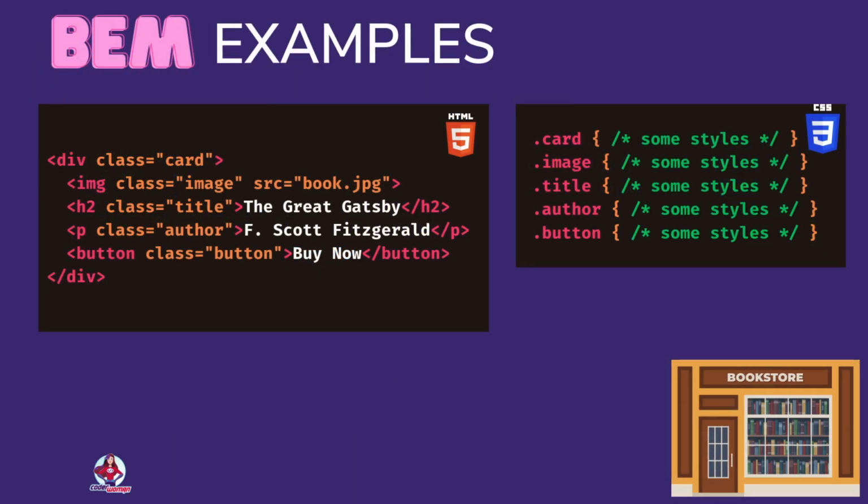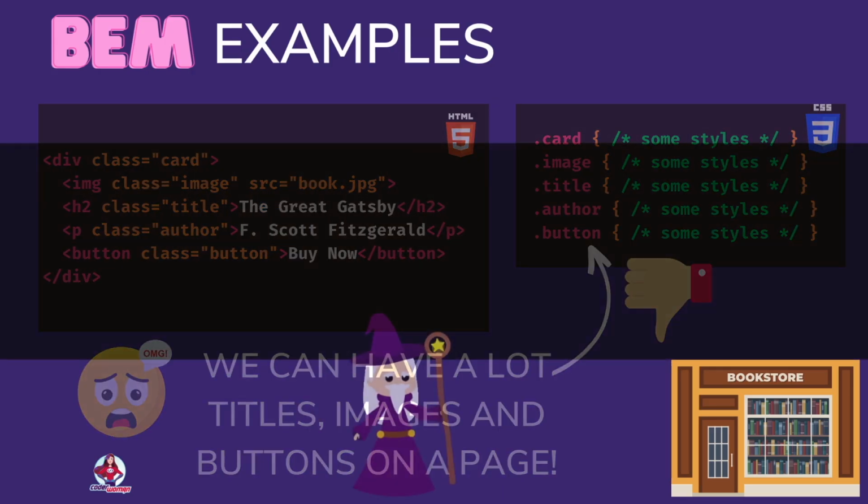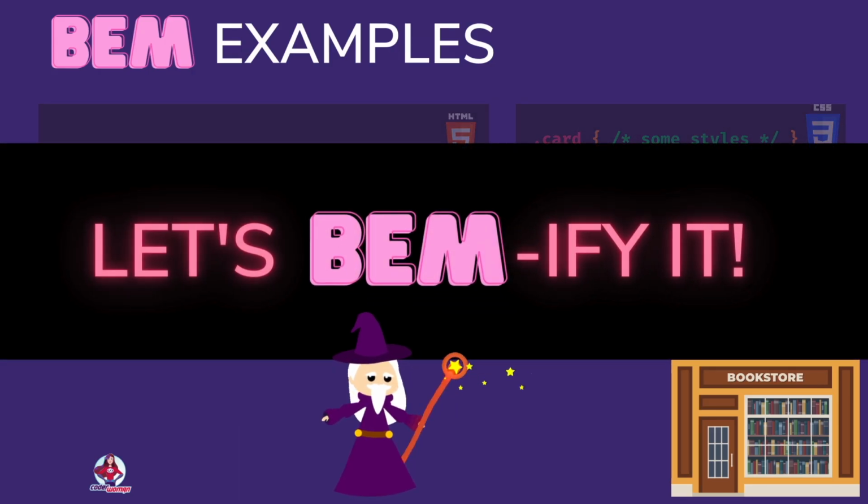Let's say we are building a website for a bookstore and we want a card component to display each book. The card has a title, an author, an image, and a Buy Now button. This looks pretty good, doesn't it? But remember, classes like image, title, author, and button are pretty common. If they are used elsewhere in your CSS, you could get unexpected style overlaps. So let's BEMify it.